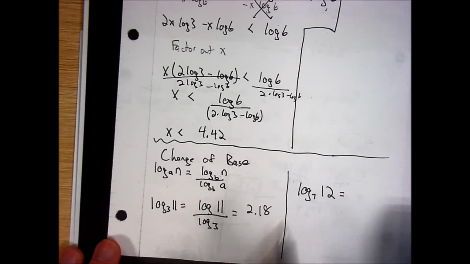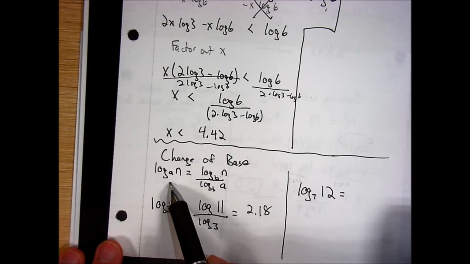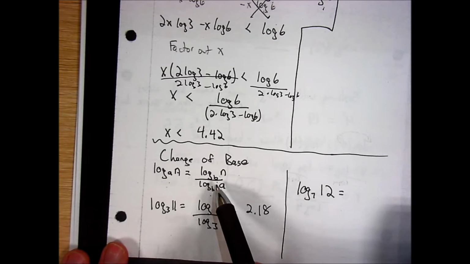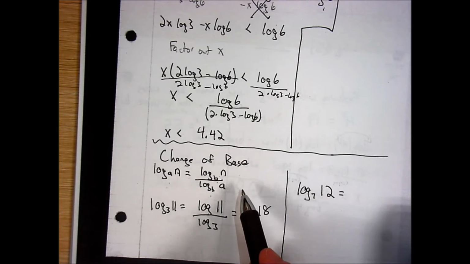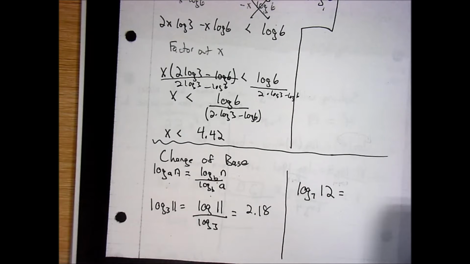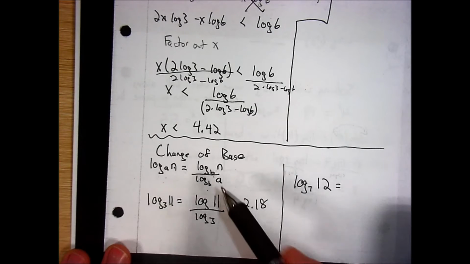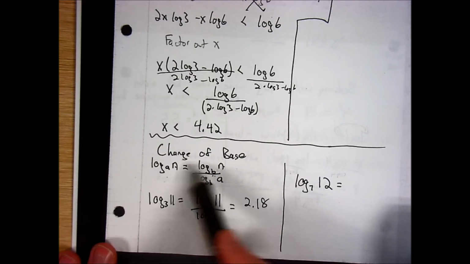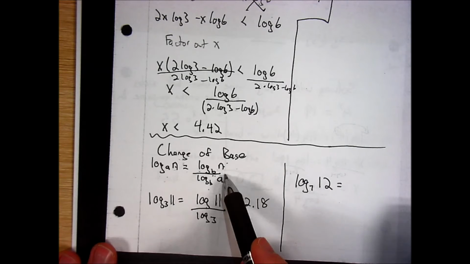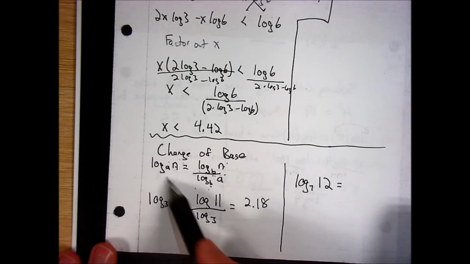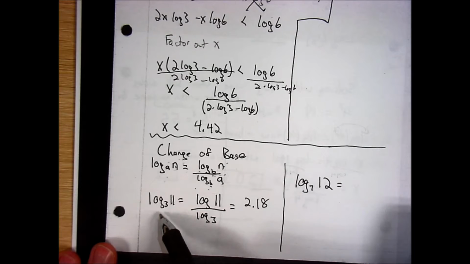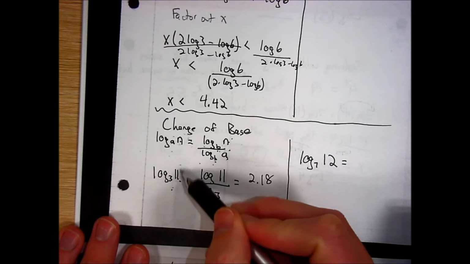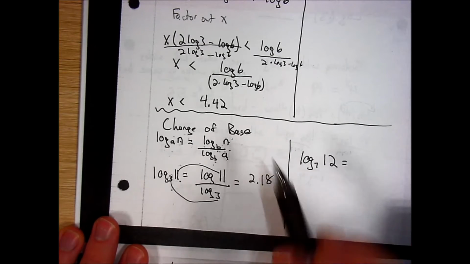Okay, it's called the change of base. Alright, for any log base a of n, you can change the base to a more easily calculated base, such as the common log, log base 10. So we can quickly type it into our calculator by using this formula. Okay, log of your new base of your big number n over log of your new base of what was your old base a. So example, log base 3 of 11. Okay, it's easy to remember. The big number stays on top, little number goes on the bottom.